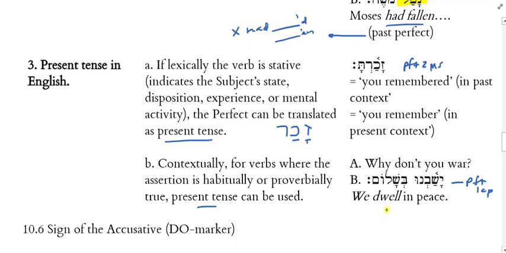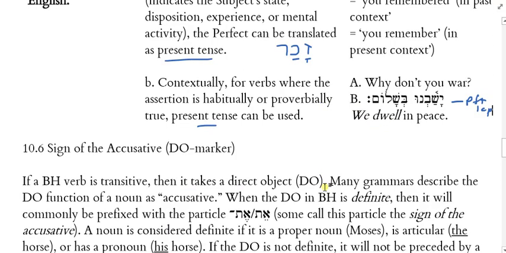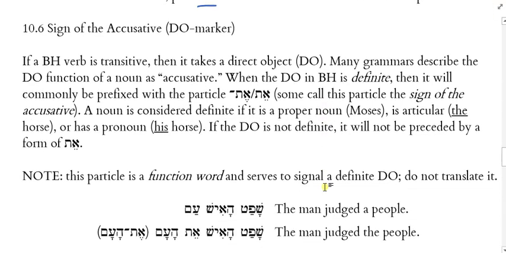We dwell in peace. So those are ways to translate the Hebrew perfect tense or perfect conjugation. Now let's go to 10.6 here. We deal with the sign of the accusative, or I like to call this the direct object marker. If a biblical Hebrew verb is transitive, then that means it's going to take a direct object.